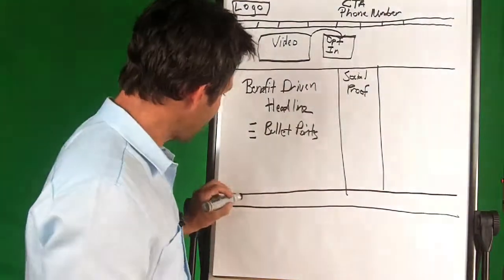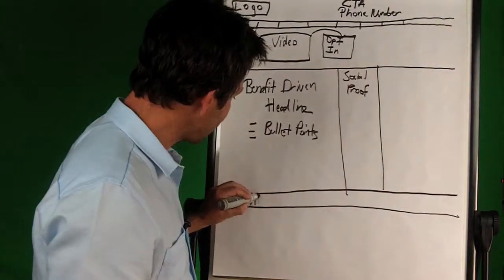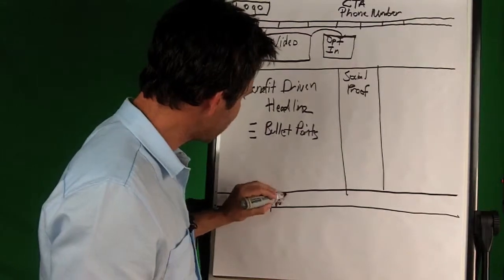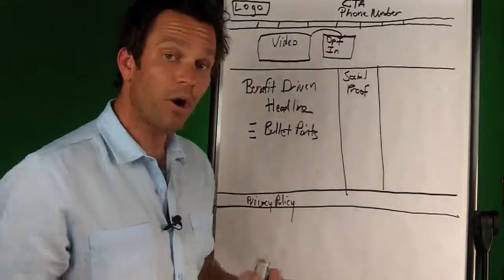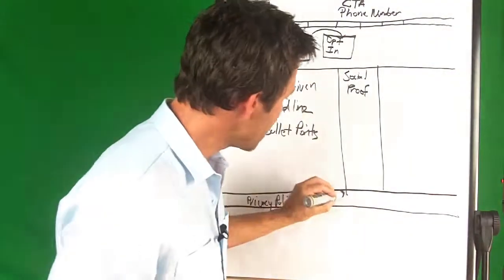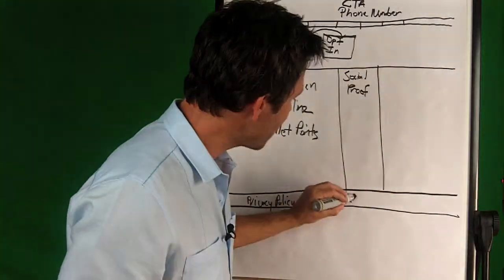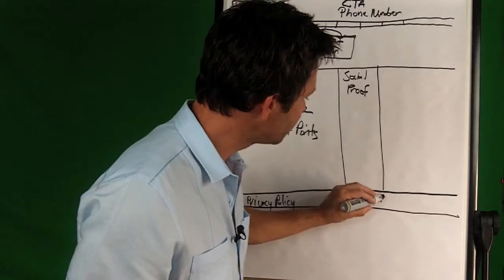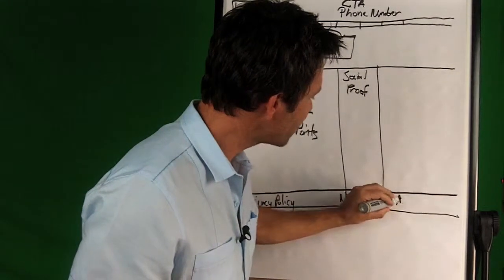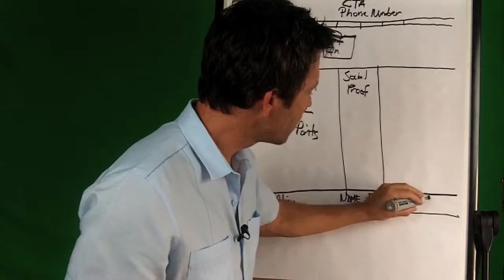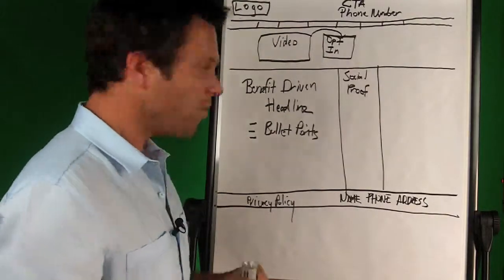So I'm just going to write here privacy policy. I can't spell. Here we go. Privacy policy. We also want to have our name, address, and phone number. Very important. So I'm just going to put this over here. Name, phone number, address. There we go. And one more thing I forgot.